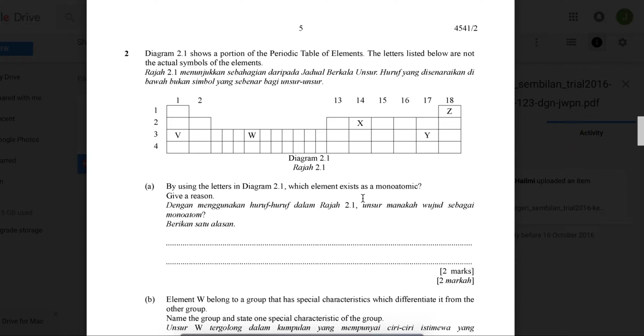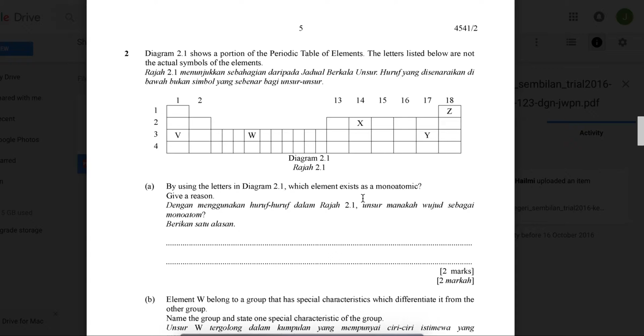Okay, we know this already. Monoatomic is obviously what group? Group 18, noble gases, right? So the letter is Z. The reason is because it is in group 18. The electron configuration is going to have octet electron arrangement. It is chemically unreactive, chemically inert.